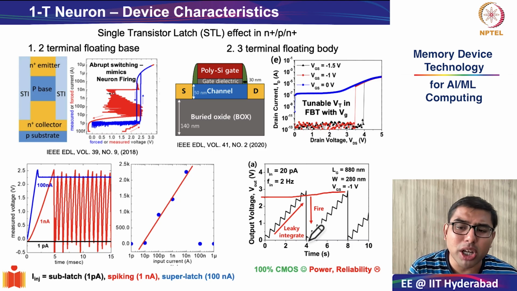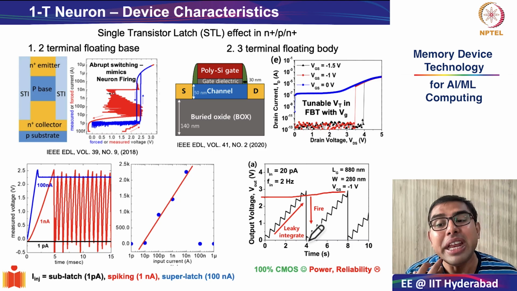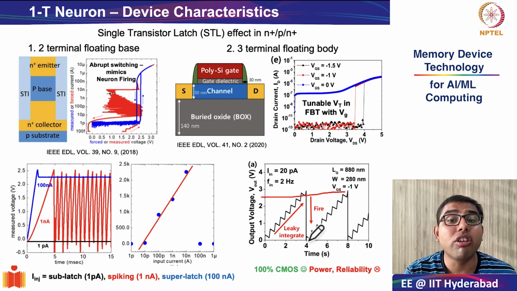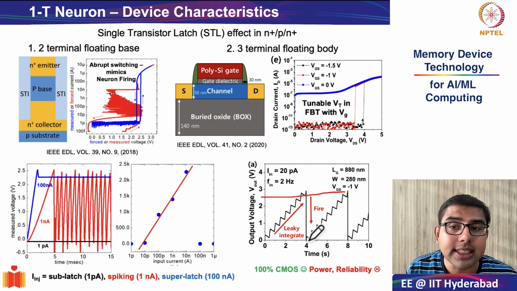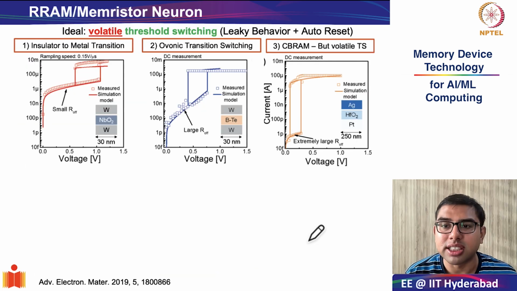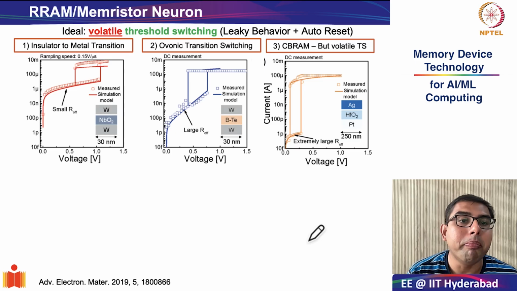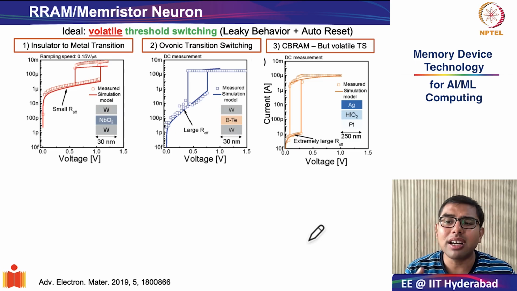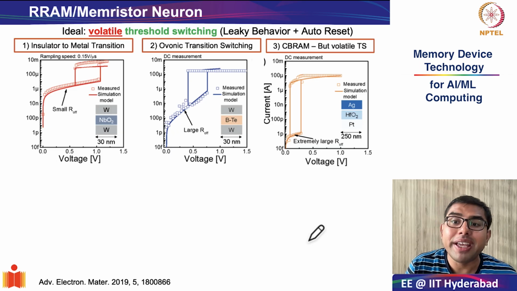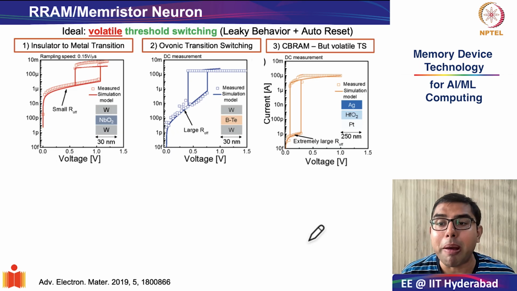So while this is CMOS friendly, it is not yet very energy efficient, which you generally need in neuromorphic devices, and therefore we start looking at other candidates, especially memristors or RRAM devices, to mimic neuronal behavior. Here the idea is very simple. The devices that we use exhibit volatile threshold switching, which is very, very different from non-volatile switching, which we have studied earlier for memory applications.